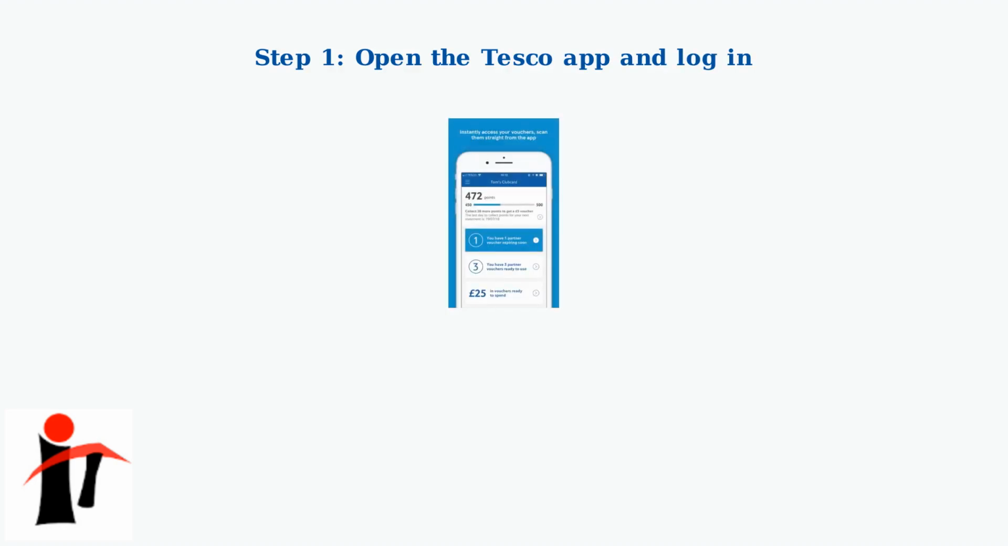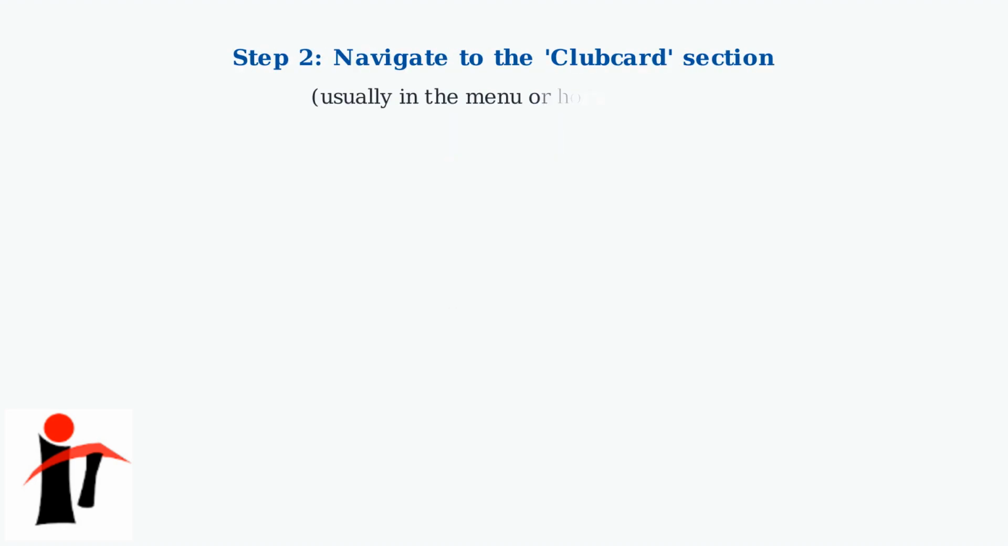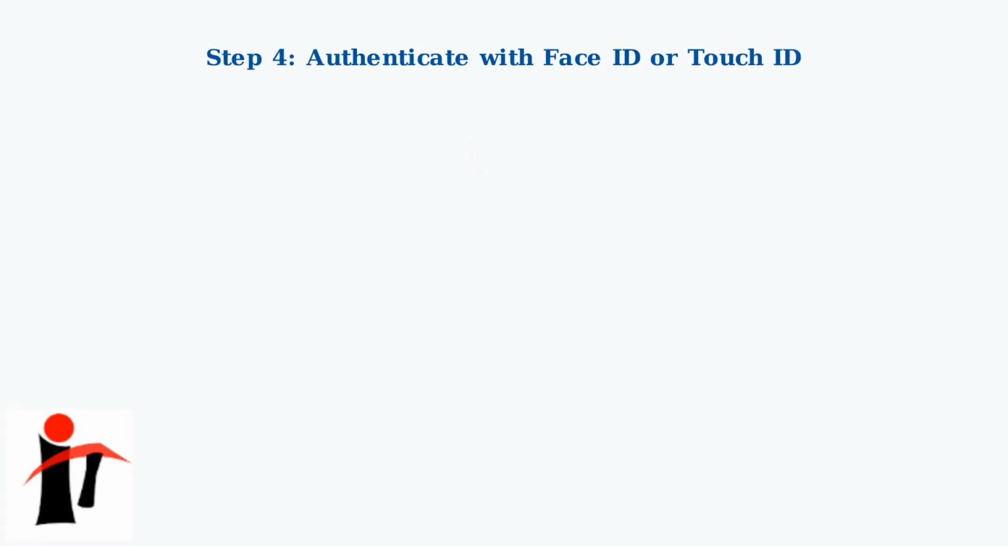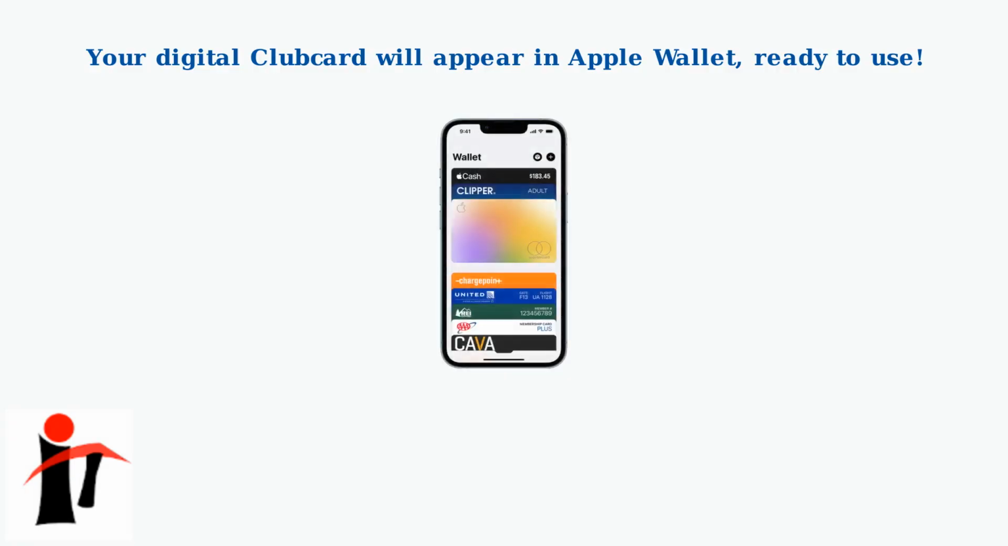Open the Tesco app and log in. Then, navigate to the Clubcard section, usually found in the menu or on the home screen. You should see an option to add to Apple Wallet. Tap it. You'll likely be prompted to authenticate using Face ID or Touch ID for security. Once authenticated, your digital Clubcard will appear in your Apple Wallet, ready to use at any Tesco till with NFC.